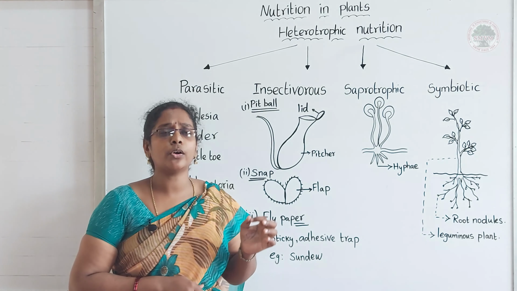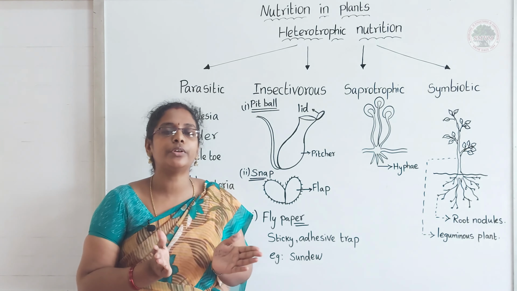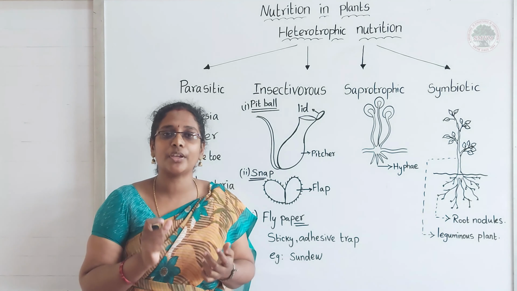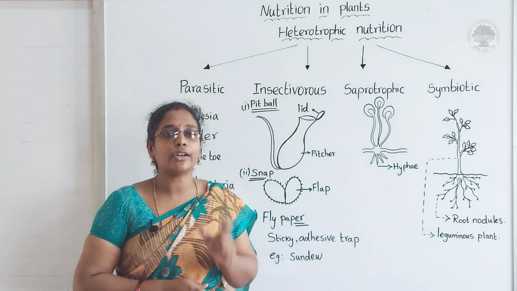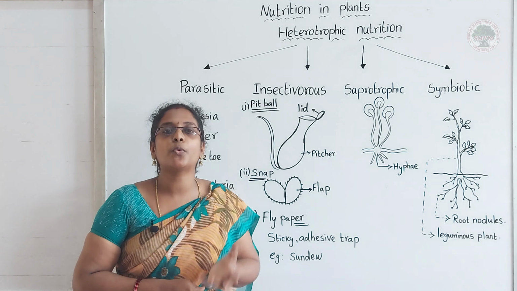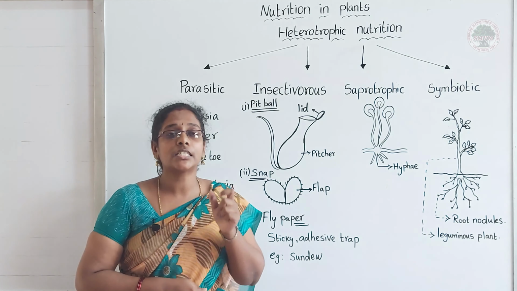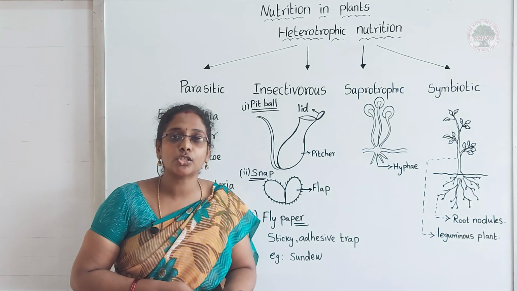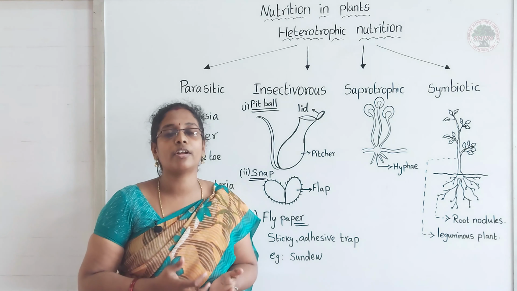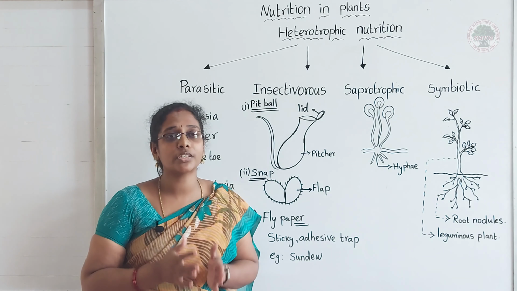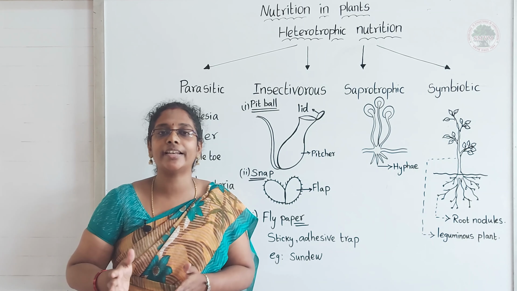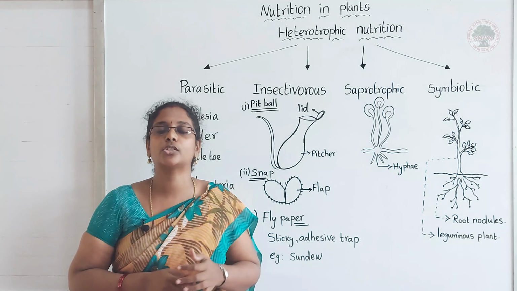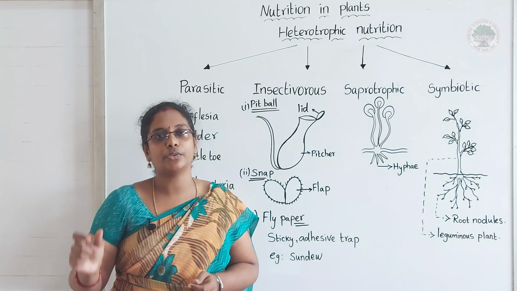Heterotrophic is made of two different words derived from the Greek language. Heteros means others and tropos means nourishment. Some organisms depend on other organisms for their food. Those kinds of organisms are called heterotrophs, and the nutrition that they follow is called heterotrophic nutrition.